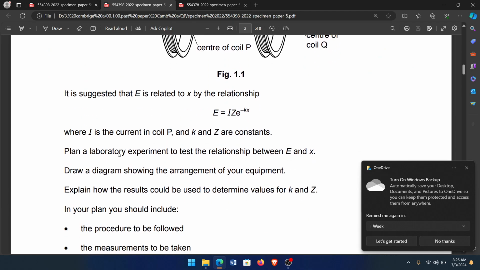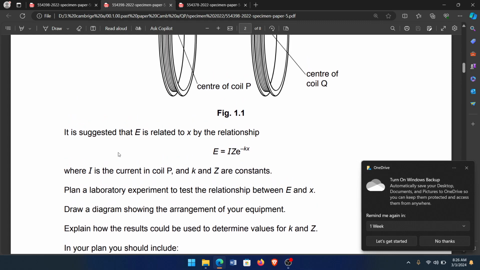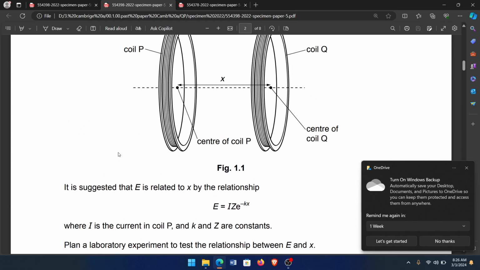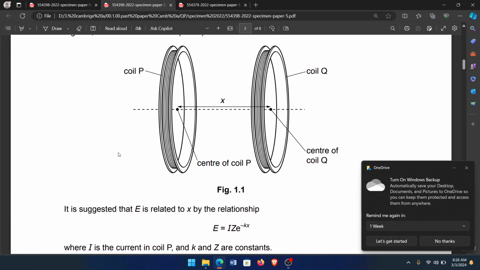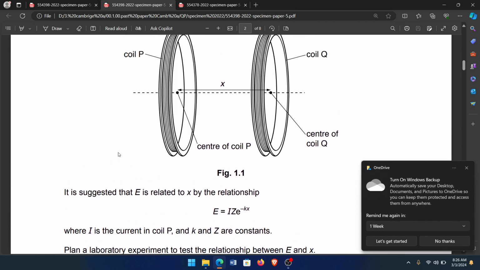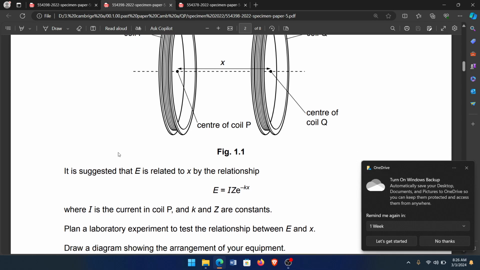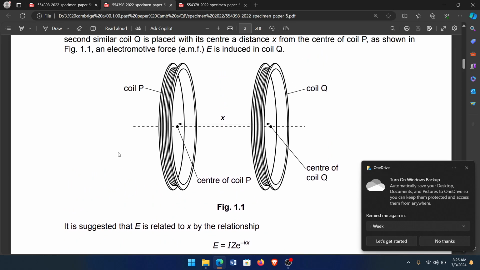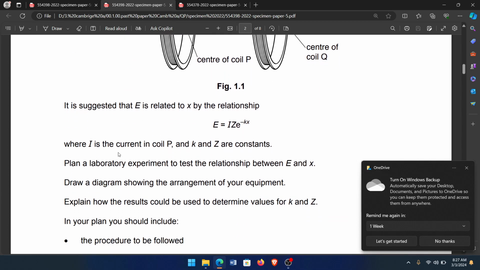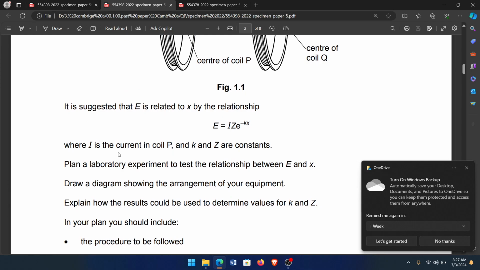Look, induced EMF E is I Z e to the power minus kx. What is I? I is the current in coil P. And what is E? EMF induced across coil Q, right? And X is the center to center distance from coil Q. This is the equation. Now, which one is a variable? Where current I, P, Q, and Z are constant.